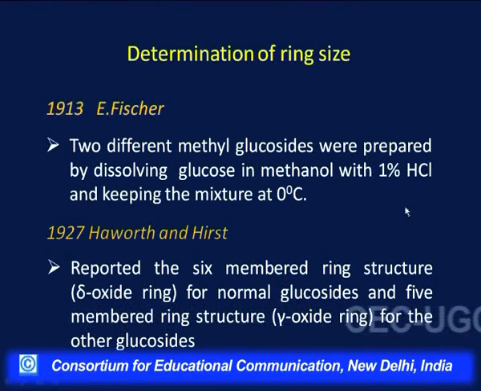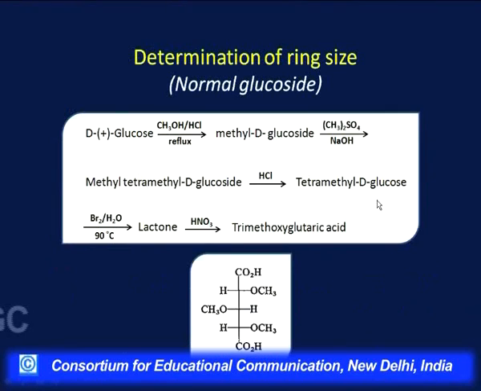Now, let us discuss what was the reaction sequence they used. They took D plus glucose, treated with methanol in presence of HCl, refluxed, and they obtained a glucoside, we call it methyl D glucoside. Then they treated it with dimethyl sulfate in alkaline medium. Now, what happens when a compound containing hydroxyl groups is treated with dimethyl sulfate? Methylation occurs, and it was found that the product had 4 more methyl groups. So, it was named methyl tetramethyl D-glucoside.